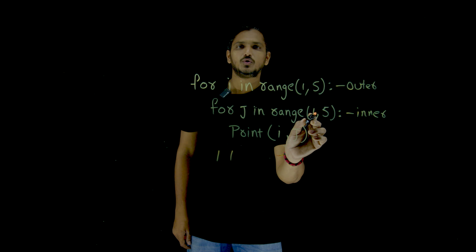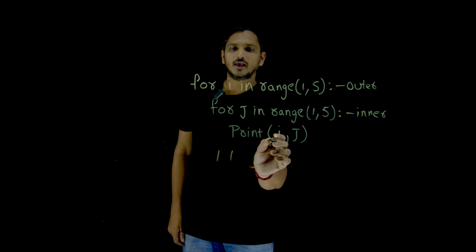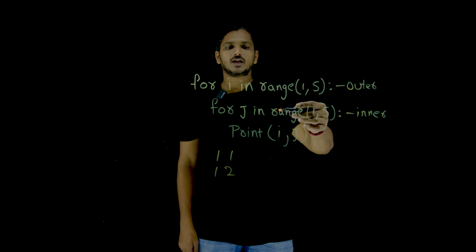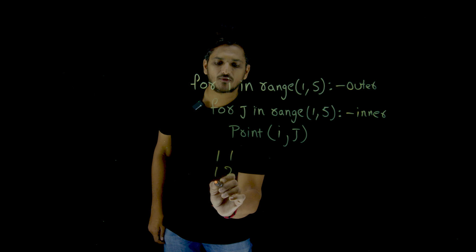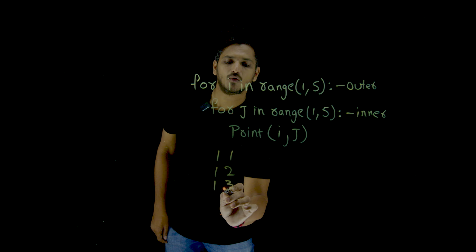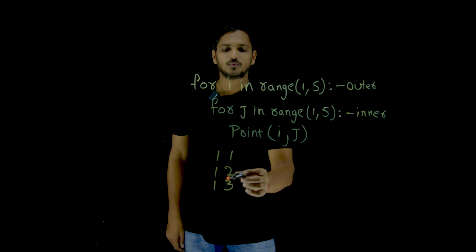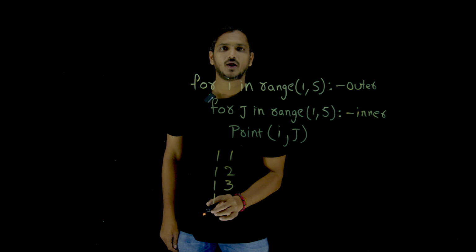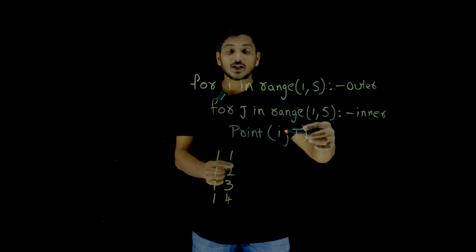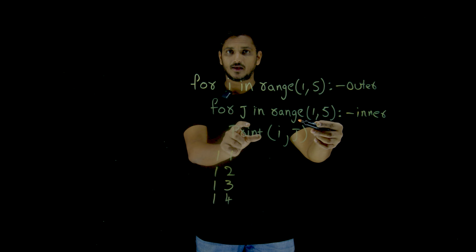Again j is equal to 2. What is the value of i? 1. What is the value of j? 2. Again the inner loop has to execute. What is the value of i? 1. What is the value of j? 3 now. Again the inner loop. What is the value of i? 1. What is the value of j? 4. This inner loop has been completed.